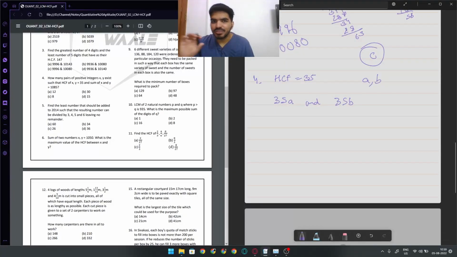Because if they have even one common factor, that would have been the part of HCF. So A and B will be co-prime numbers. Sometimes you might need it that they have to be co-prime. They can't have any common factor. Otherwise, it will be a part of HCF. But let's ignore it for right now. Not ignore, but it won't be of any significance in this question. Now, second situation which we are given, 35A plus 35B, we have it equal to 1085.